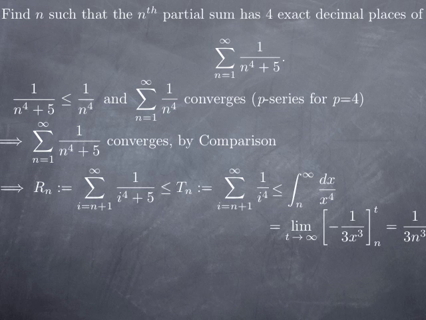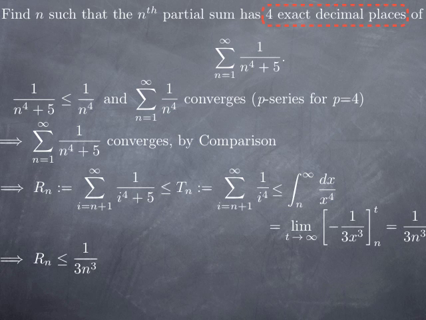On the other hand, when we plug n in, we get 1 over 3n cubed, and therefore this is our limit. And that means that our nth remainder for our series is bounded above by 1 over 3n cubed. And now what I would like is to find how many terms I need to add together in order to get an approximation of the sum with 4 exact decimal places.